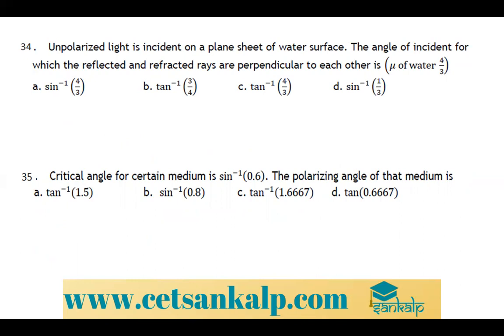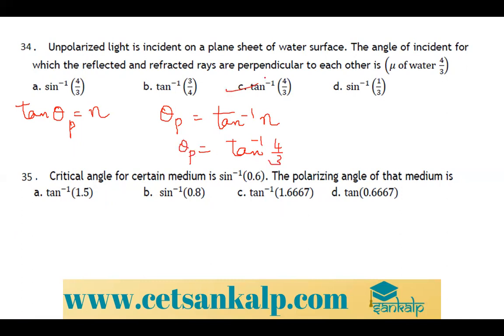Unpolarized light is incident on a plane sheet of water surface. The angle of incidence for which the reflected and refracted rays are perpendicular to each other is, so you have to find theta. So we have to find theta p. So tan theta p is equal to n. So theta p is equal to tan inverse of n, but n they have given as 4 by 3. So tan inverse of 4 by 3 is theta p. So option C.